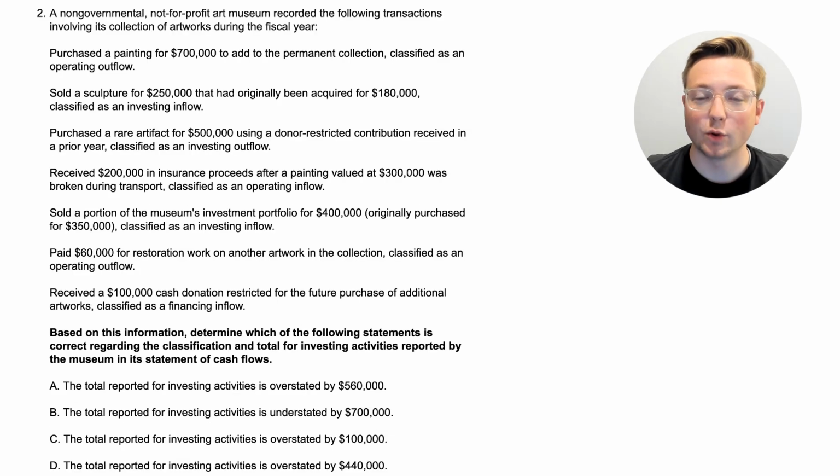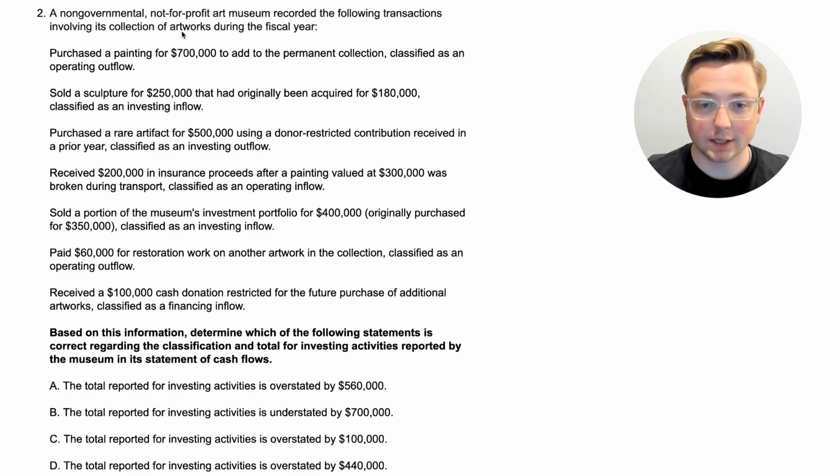All right, here we are at question 2, and again, just before we dive in, let's read the last part of the question. Based on this information, determine which of the following statements is correct regarding the classification and total for investing activities reported by the museum in its statement of cash flows. Okay, so we know that we want to be focusing on investing activities for this question. So let's read through the rest of this.